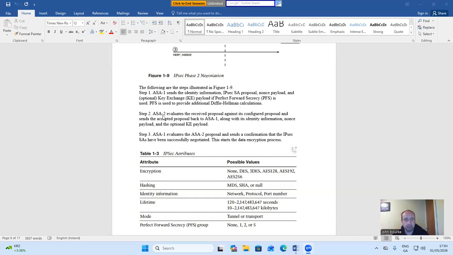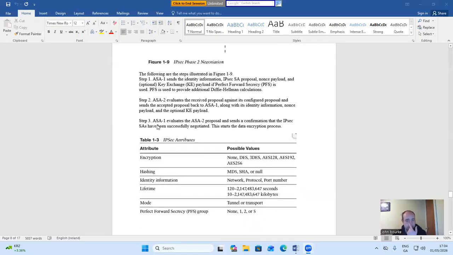PFS is used to provide additional Diffie-Hellman calculations. Step 2, ASA2 evaluates the received proposal against its configured proposal and sends the accepted proposal back to ASA1 along with its identity information, nonce payload, and the optional KE payload. Step 3, ASA1 evaluates the ASA2 proposal and sends a confirmation that the IPsec SAs have been successfully negotiated. This starts the data encryption process.